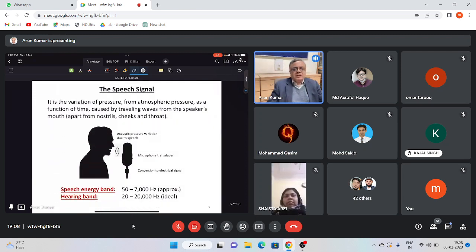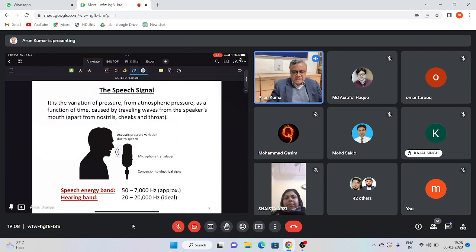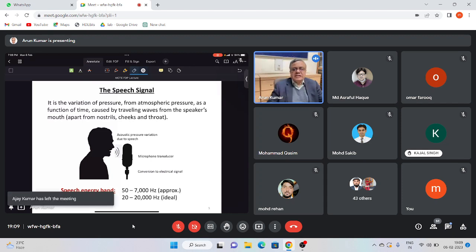To begin with, what is the speech signal? It is the variation of pressure from the atmospheric pressure as a function of time caused by traveling waves from the speaker's mouth apart from the nostrils, cheeks, and throat. This is because the speech energy, the acoustic energy, also radiates from the nostrils as well as from the vibration of the cheeks and the throat.